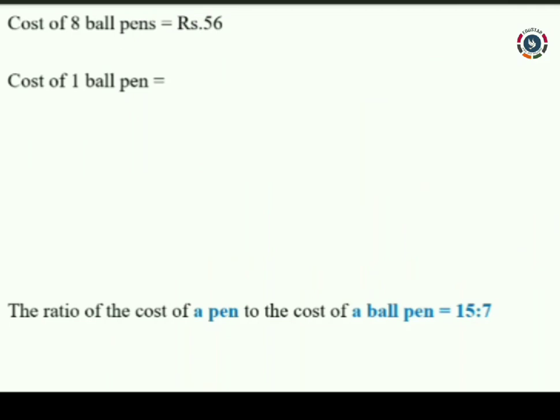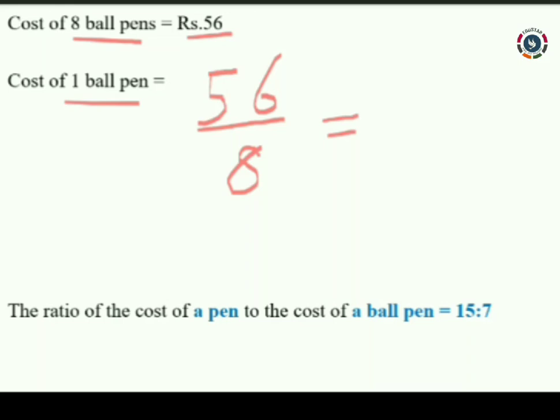Next you are going to find the cost of 1 ballpoint pen, right? So the given data is cost of 8 ballpoint pens is rupees 56. Now you have to find the cost of 1 ball pen. Here you are having ball pen, so you have to write ball pen as your denominator. Both will be divisible by 8. So 7 8s are 56 and 1. So cost of 1 ballpoint pen is 7 rupees.